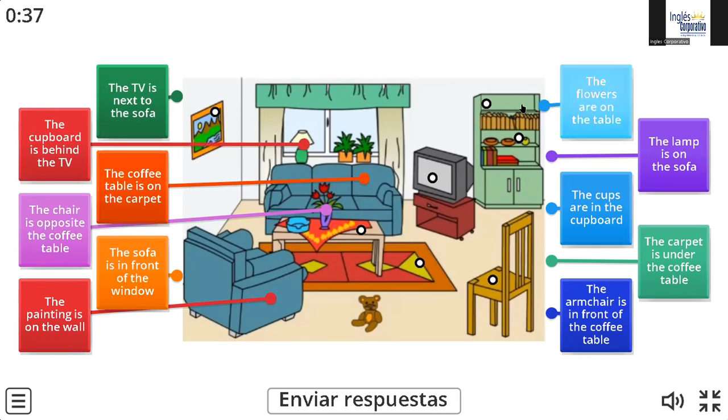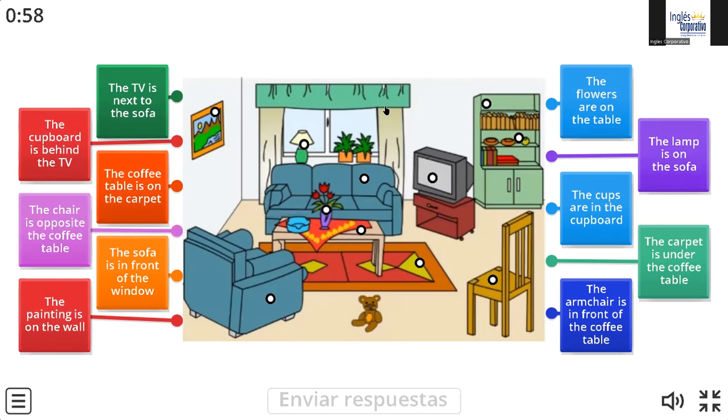So that's too easy. The flowers are on the table. Okay, this is the table. The lamp is on the sofa. Oh, okay, that's the sofa. Okay, so you have to select the correct option. Se van eligiendo ahí la respuesta correcta. And then you send us a picture. Después nos envían una foto a ver cómo les queda, a ver si no se equivocan. So did you open it? ¿Ya lo abrieron?